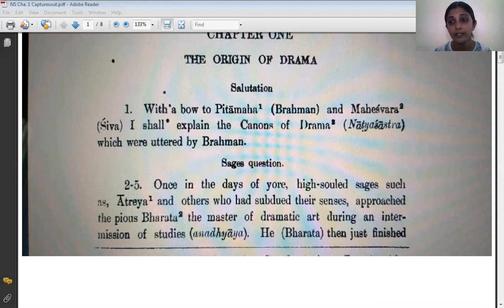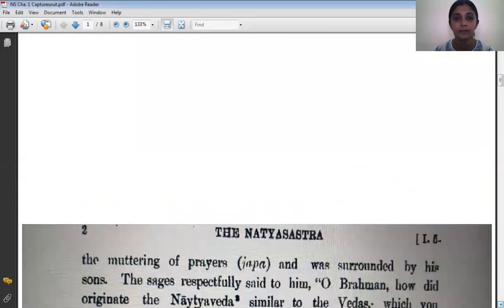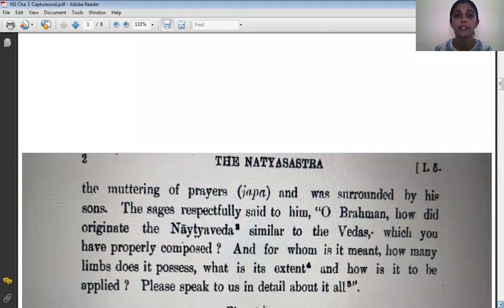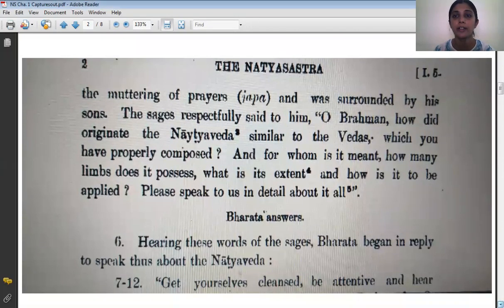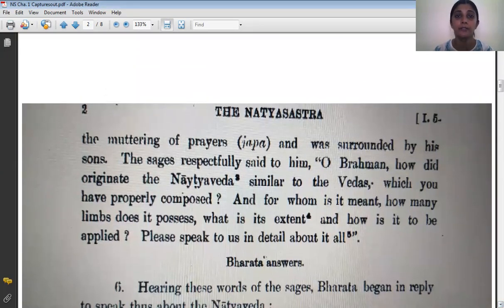And what did they ask? Bharat Muni had just completed the prayers and he was surrounded by these rishis or their sons. It is written in the Shastra that Bharat Muni had 100 sons. So these 100 sons come to Bharat Muni and ask, O Brahma, how did you originate the Natya Ved similar to the Vedas, which you have properly composed?